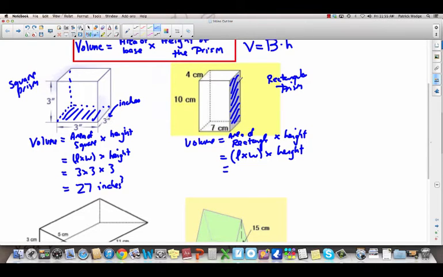Okay, length times width of this thing. So what are the two dimensions of this face here? Well, this is 4, right? Because it's parallel to this, and it's also parallel to that, and so those are all the same. So it's 4 times, how much is this? Well, that's parallel to this, which is also parallel to this, so it must be 10. 4 times 10. So if this is our base, what's the height? This would be the height, 7. 4 times 10 is 40 times 7 is 280 centimeters cubed. Always cubed.